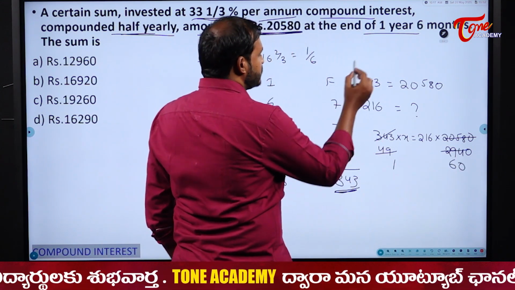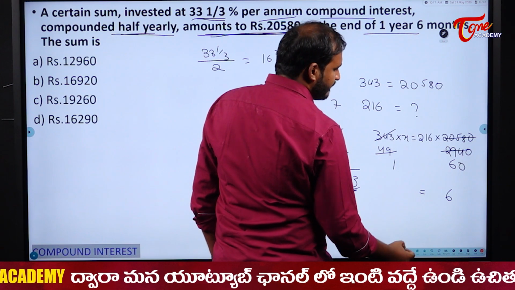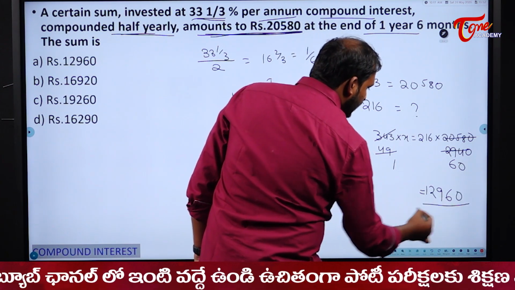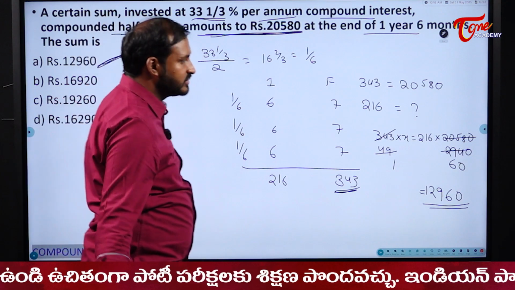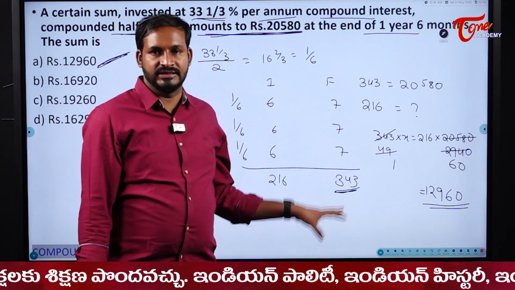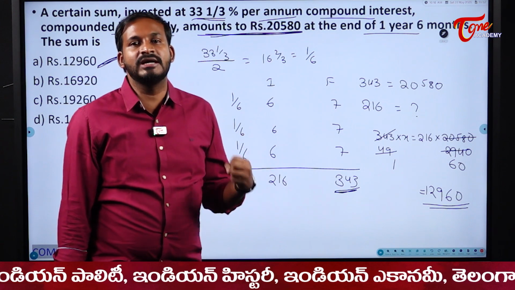So 216 into 6, what it is? 6 6 are 36, 6, 9, 12 and 0. So what is the sum which was invested here? 12,960 rupees. Very simple, students. You should understand this concept. That's it. We can solve all the problems using this method very quickly and effectively.